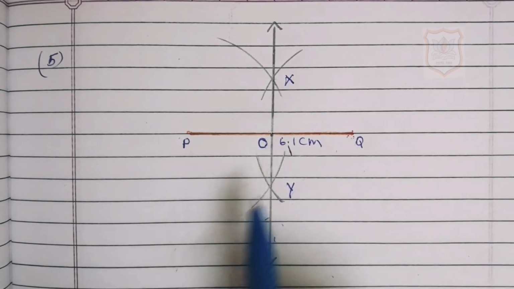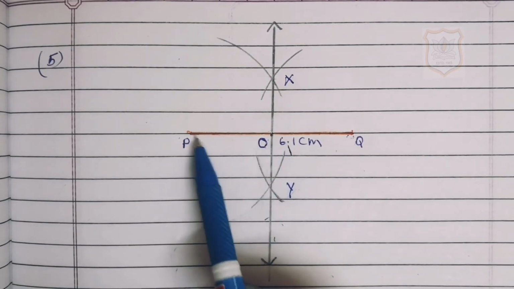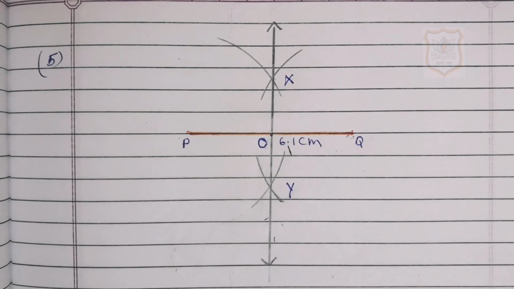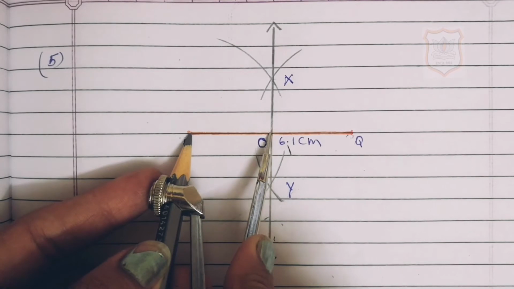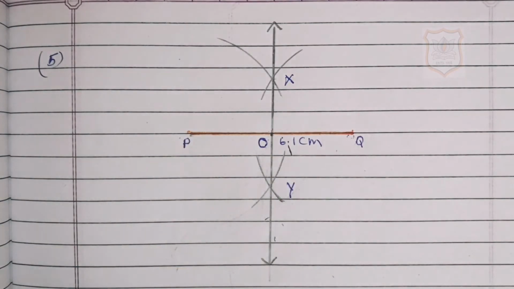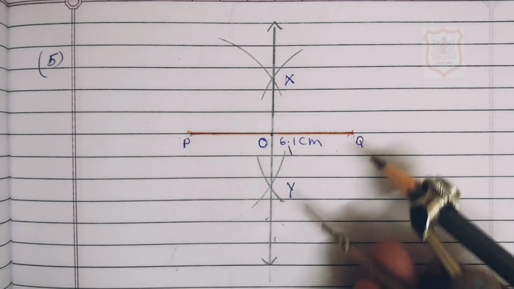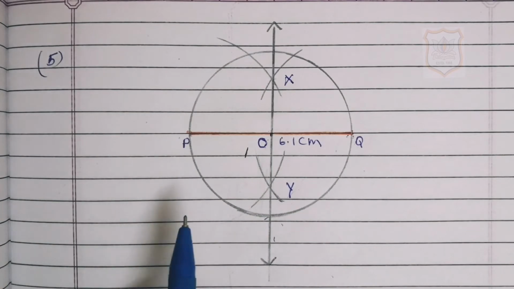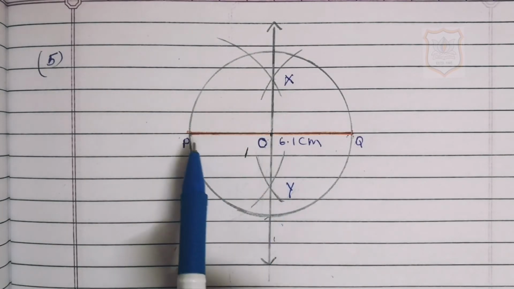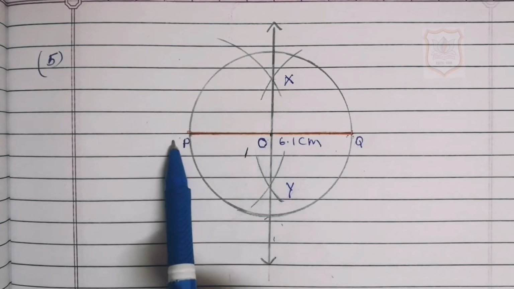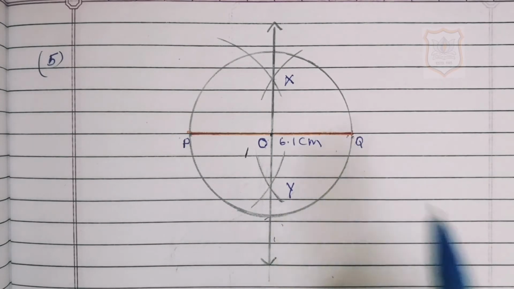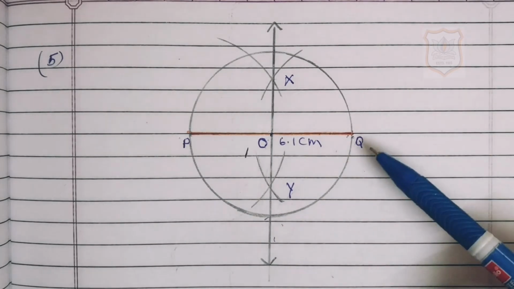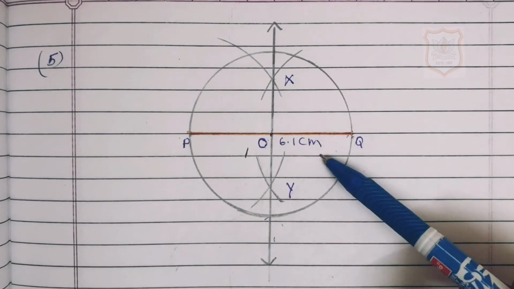Now step 4 is, with the center O and the radius equal to the length of OP. Now we have to take the radius which is equal to the length of OP, and with the center O we have to draw a circle, and this circle passes through point Q. So students, in this way we will draw a circle with center O and radius which is equal to the length of line segment OP, and this circle will pass through point Q also. So in this way students, we have constructed a circle having a diameter equal to 6.1 centimeter.